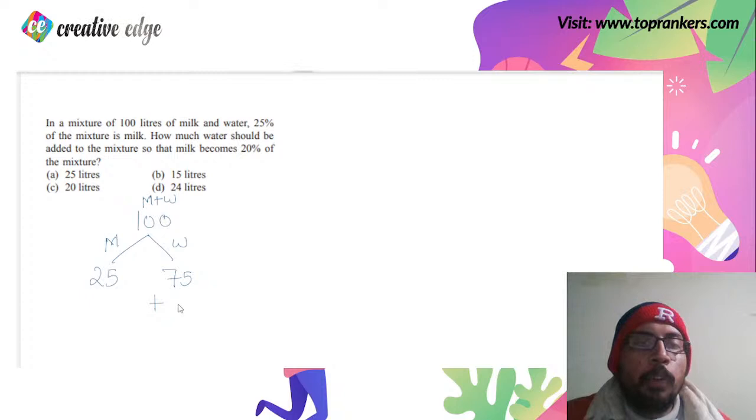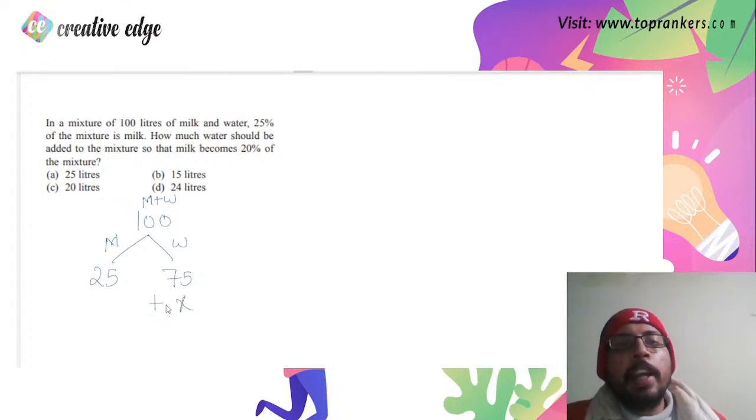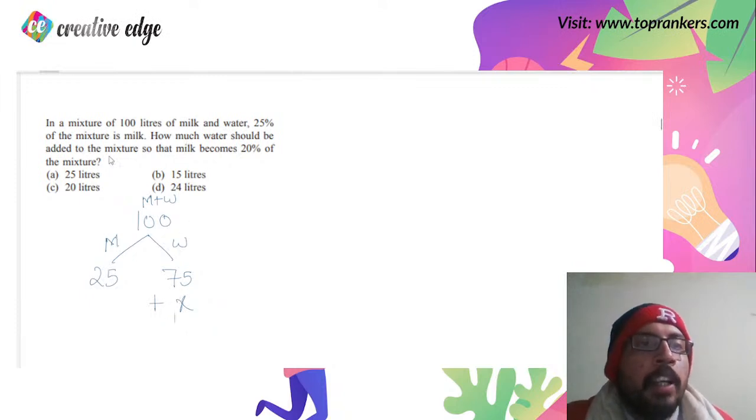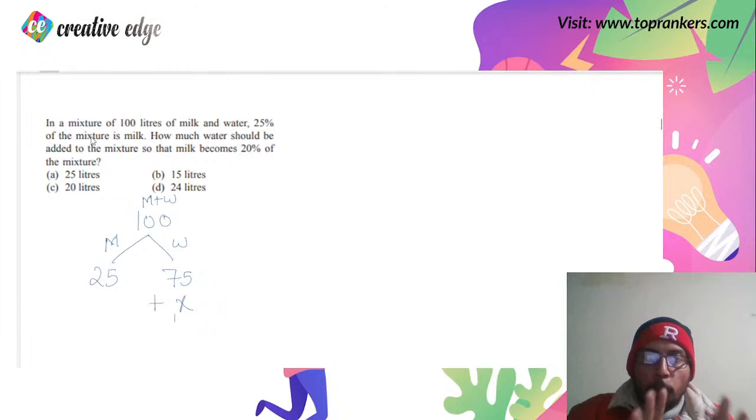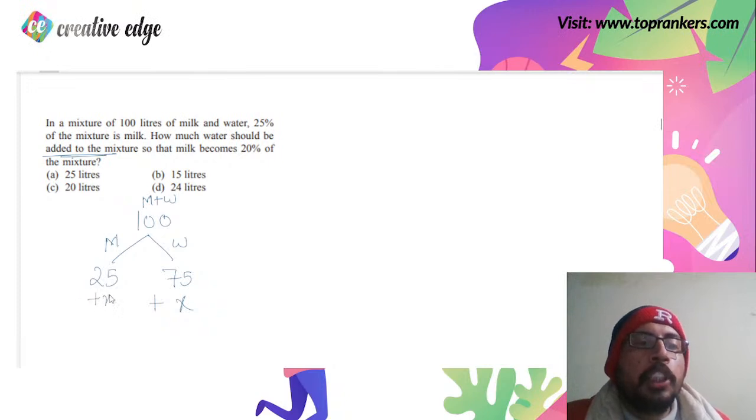So that means I should be adding some value to 75. How much water should be added to the mixture so that milk becomes 20% of the mixture? Now some of you may be confused that something should be added to the mixture, to milk as well.